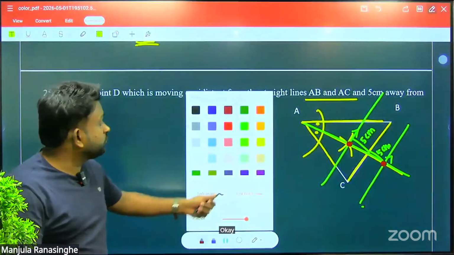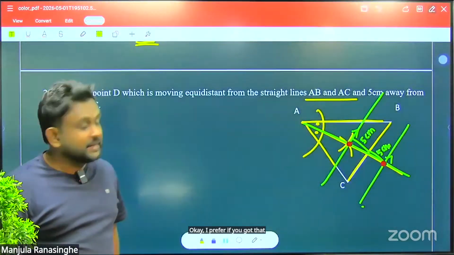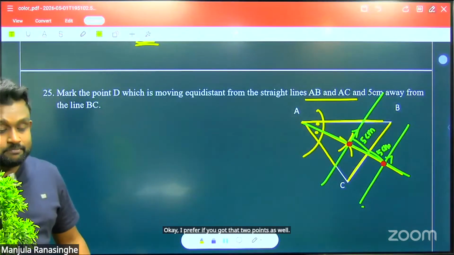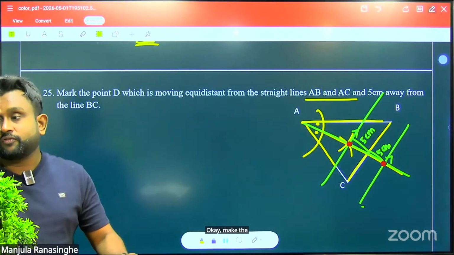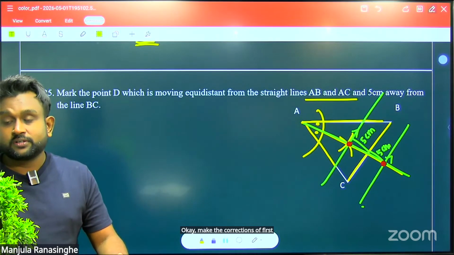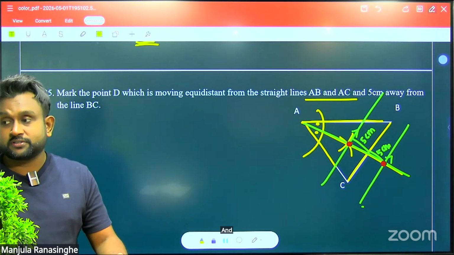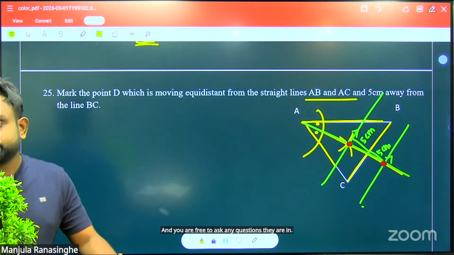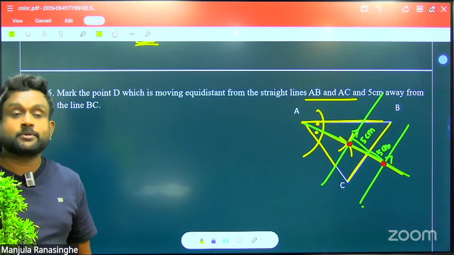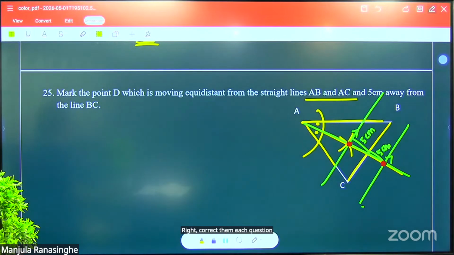Okay, I prefer that you get those 2 points as well. Make the corrections of the first 25 questions, and you are free to ask any questions there. Right, correct them. Each question is 25 marks, so you have 50 marks there.